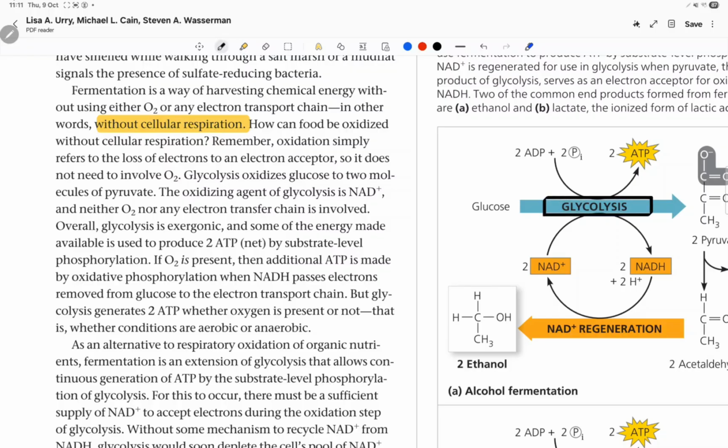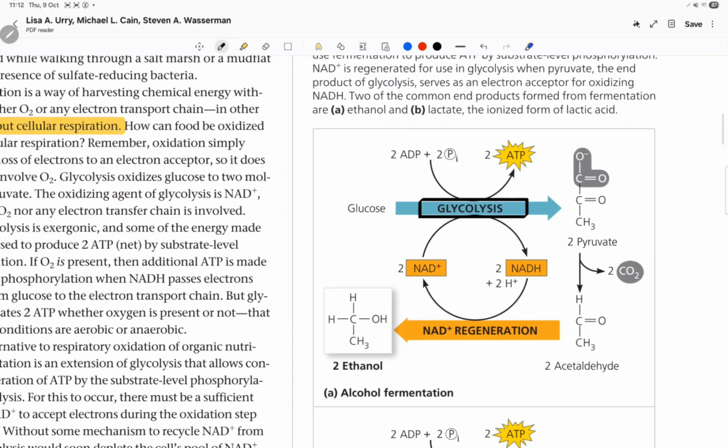Look, if there is O2 or no O2, glycolysis will always happen, right? So right now there is no O2. If you see the word fermentation, that basically means there is no oxygen. Now, glycolysis occurs. It gives us 2 ATPs in net. It will also give us 2 NADH along with 2 pyruvate.